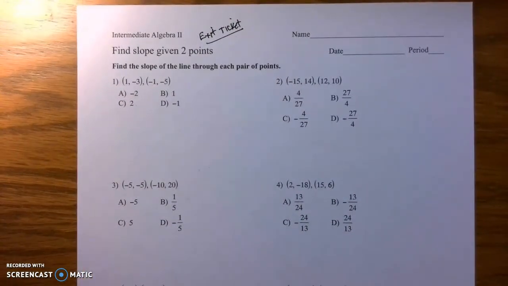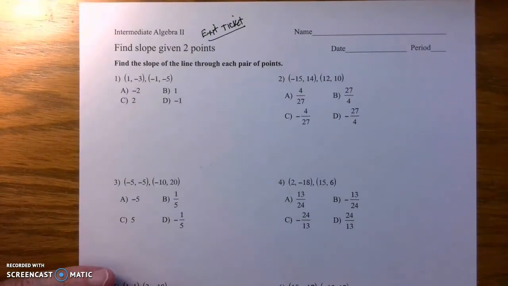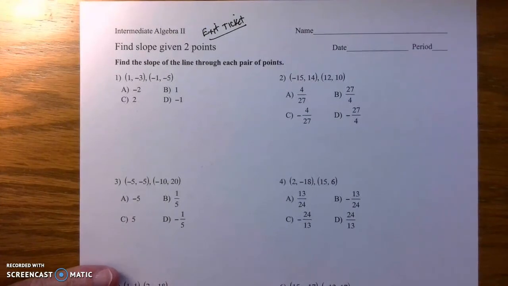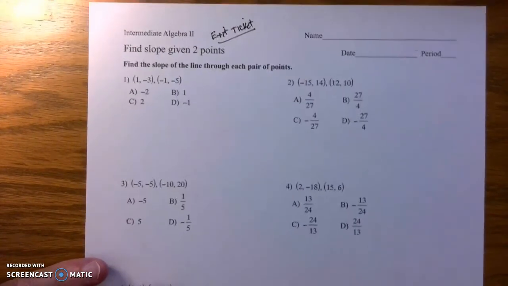Okay, hello again, everyone. Guys, let's do this exit ticket. I went ahead and printed it out in case you're having trouble with it. We're going to find the slope. Looks like it's 8 problems. All right, if you remember the formula.